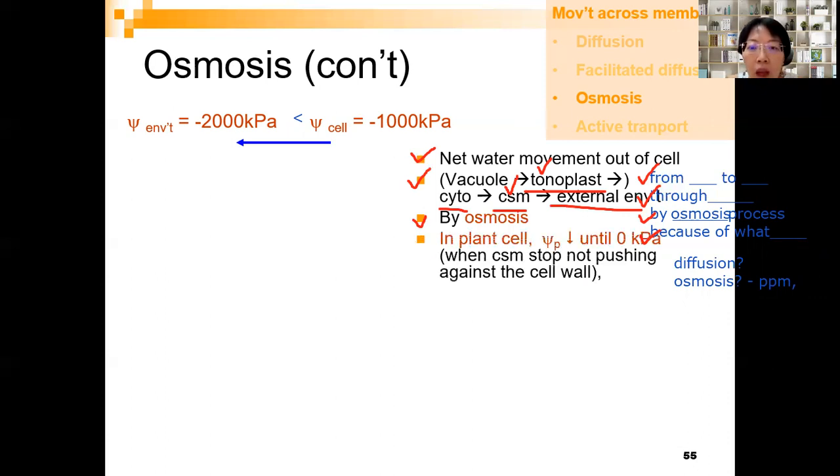Okay. So therefore, in a plant cell, what happened? You imagine a cell that's turgid. Okay, let me draw again.